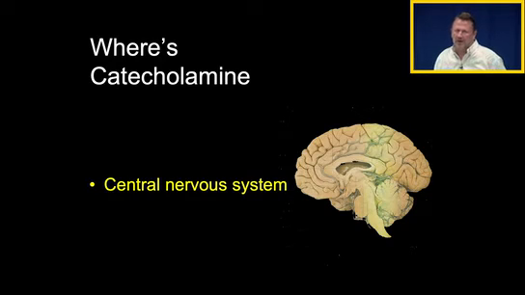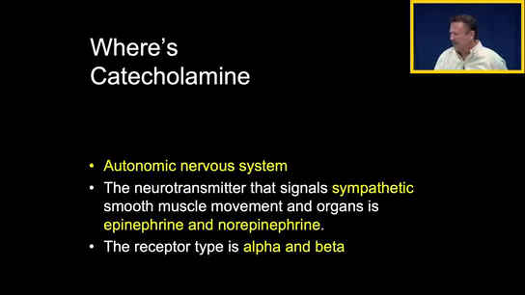We'll talk about all the catecholamines. We don't really talk about epinephrine so much when we talk about the central nervous system, but dopamine and norepinephrine are things that we'll talk about in the central nervous system. But the autonomic nervous system is where we're going to talk about the catecholamines next.